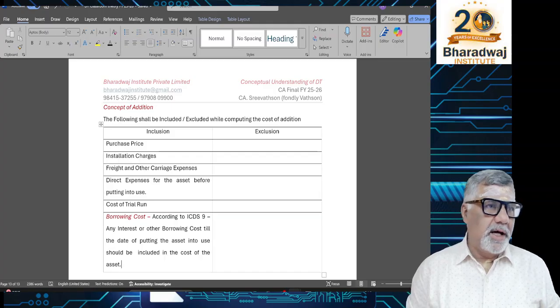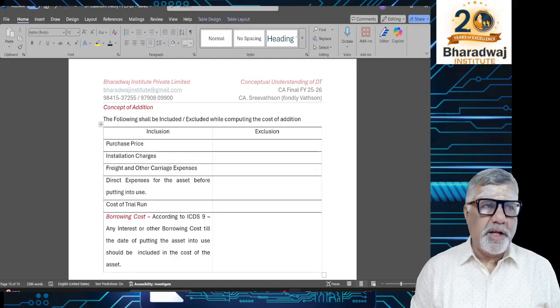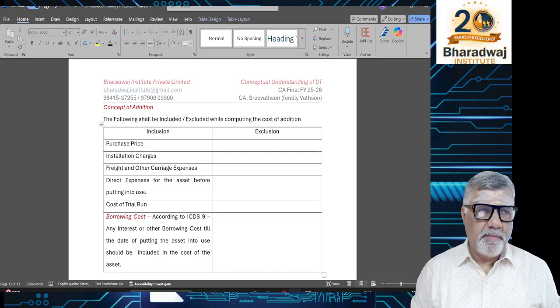The same applies with regard to our accounting also, that any expenditure... this is a very important adjustment in many questions.